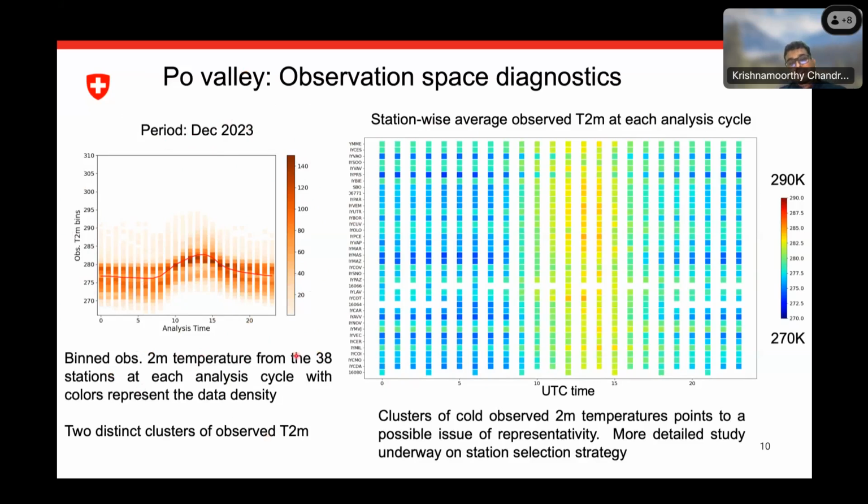So then when we look at it station-wise, that is for each station, at the monthly average diurnal cycle of temperature, what you see is that there are certain stations which tend to cluster, which tend to have very, very cold observations compared to others. So this possibly shows that some of these stations, which are located in valleys or somewhere close to orography, are more dominated by local meteorological phenomena, which would point to a possible issue with the representativity.